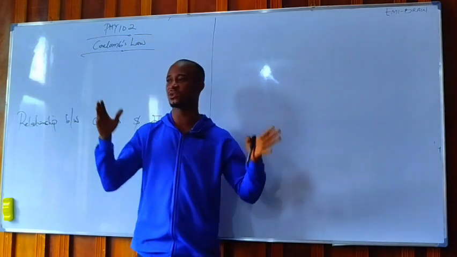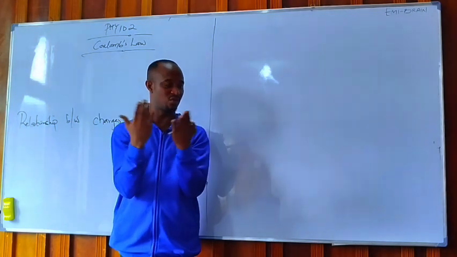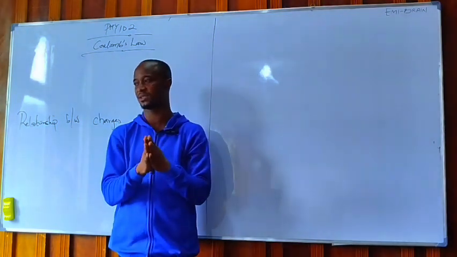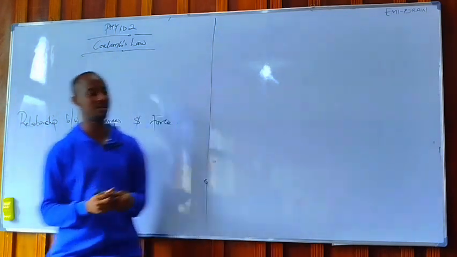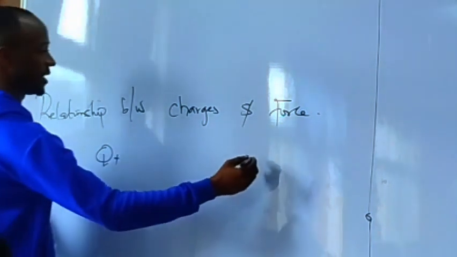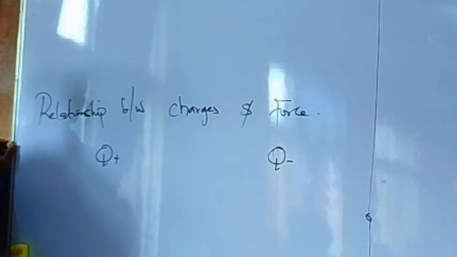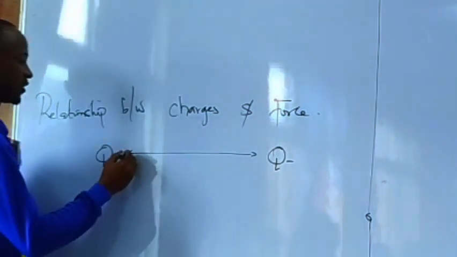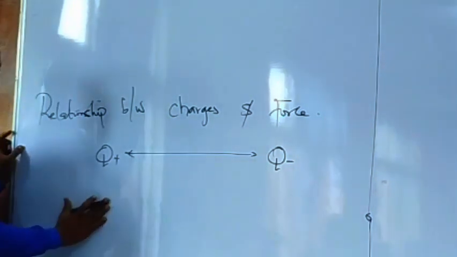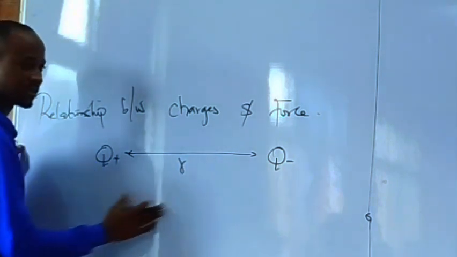Now the distance between the two charges determines the strength of the field and also of the force experienced. Like for instance, let's say I have a positive charge here and a negative charge here. The force experienced is called a force of attraction, because we have two unlike charges. Now there is the distance apart between these two charges.